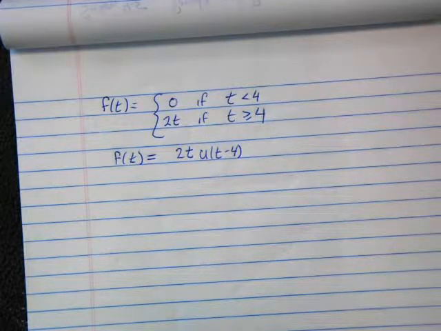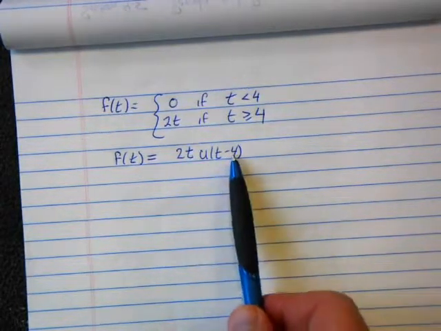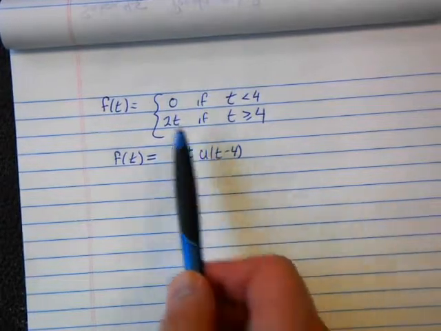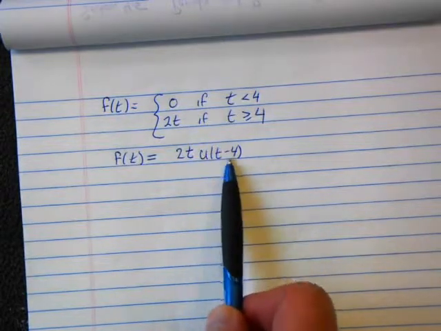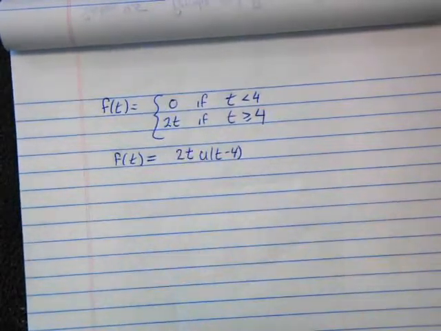There's the same function. Because if I plug in any number smaller than 4, this u thing will be 0. Once I plug in 4 or bigger, this u thing will be 1. 1 times 2t will give me the 2t. Questions on that?